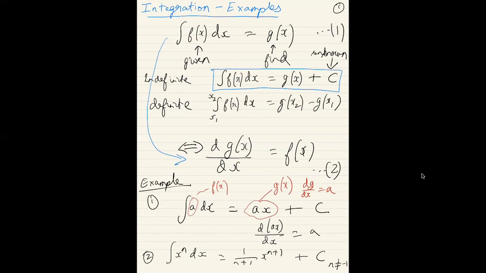What happens when n is equal to minus 1? Then we have the integral of 1 by x dx. You have to recall what function, when differentiated, gives 1 by x. That function is log of x. So this is log x plus a constant. This one also shows up in physical chemistry a lot, and you will see in the associated exercises how it shows up.